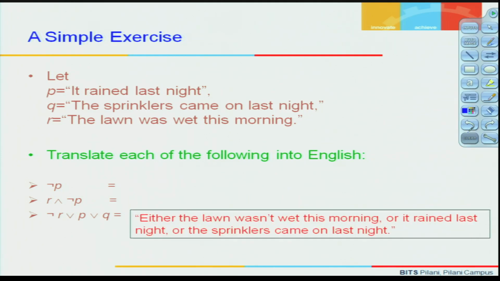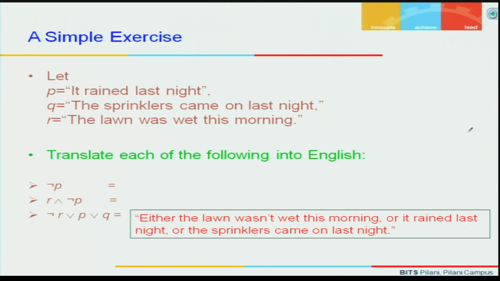And what does this sentence mean? Not R, or P or Q. When you are given these propositions, it means that either the lawn was not wet this morning, or it rained last night, or the sprinklers came on last night. This is what it means. So given propositions, we make a compound statement out of them, and we will be able to say the English equivalents of that particular compound statement.